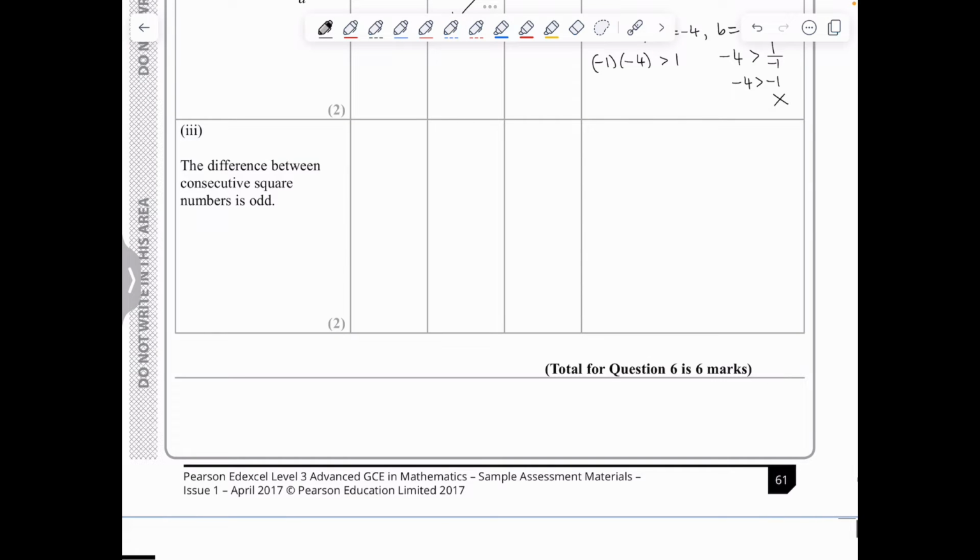In part iii, we are told that the difference between consecutive square numbers is odd. So to prove this, I will consider exactly what I'm told, the difference between consecutive square numbers. So I will consider (n plus 1) squared minus n squared, where n belongs to the set of integers. If I expand this, I get n squared plus 2n plus 1 minus n squared, which is 2n plus 1, which is obviously odd, and therefore the given statement is true, and therefore we tick the first column.